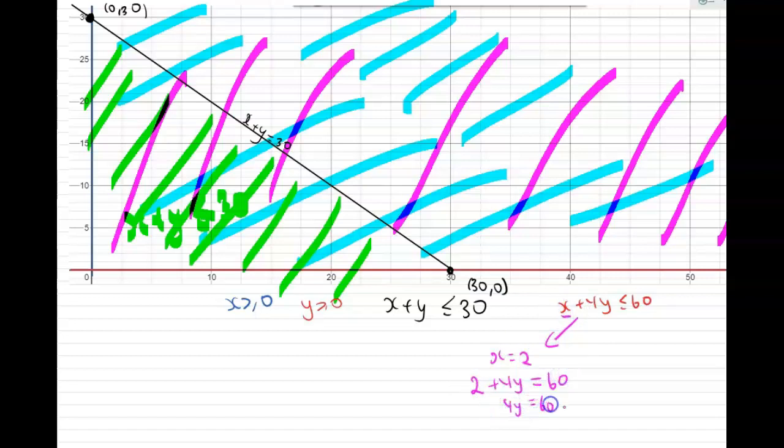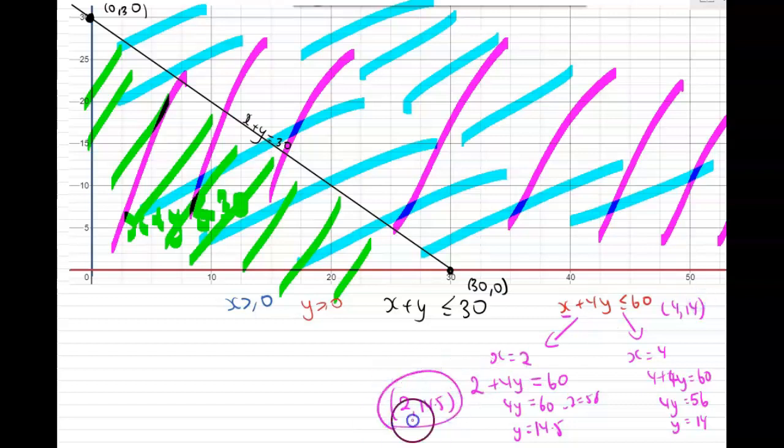4y is equal to 60 minus 2, which is 58. y is equal to 58 divided by 4. Just regular algebra we're doing here. We're getting 14.5. So one point is (2, 14.5). Now you could repeat this process with another value. Say x is equal to 4. 4 plus 4y is equal to 60. 4y is equal to 60 minus 4, that's 56. y is equal to 56 divided by 4, 14. So our second point is (4, 14).